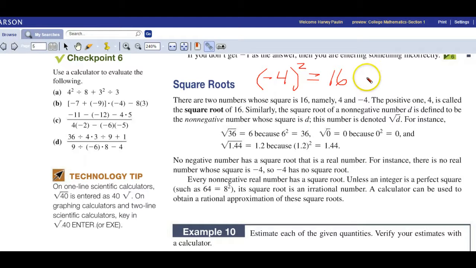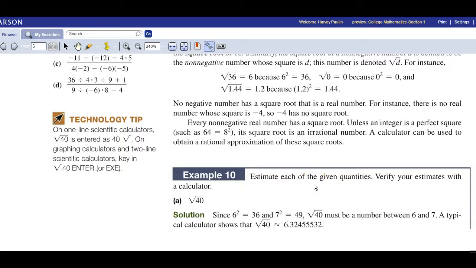But if they say -4 squared, now here we're looking at what is the base of that exponent. Here the base, because of the parentheses, is a -4. Here, because there is no parenthesis, the base is only the 4. So when you square the 4, you get 16, and then you apply this negative sign. So a little caution here, kind of tricky. All right, let's go on.